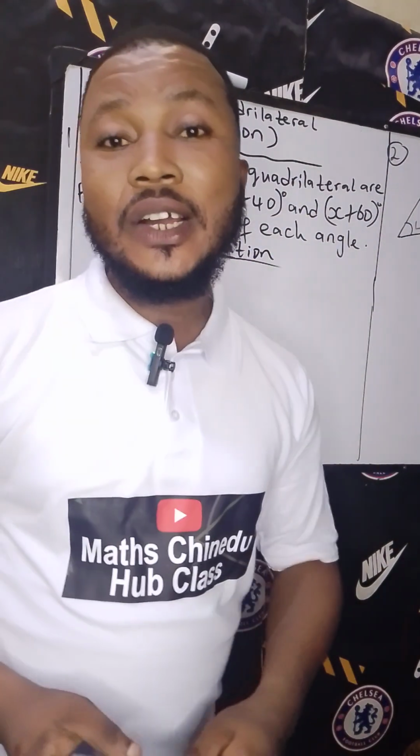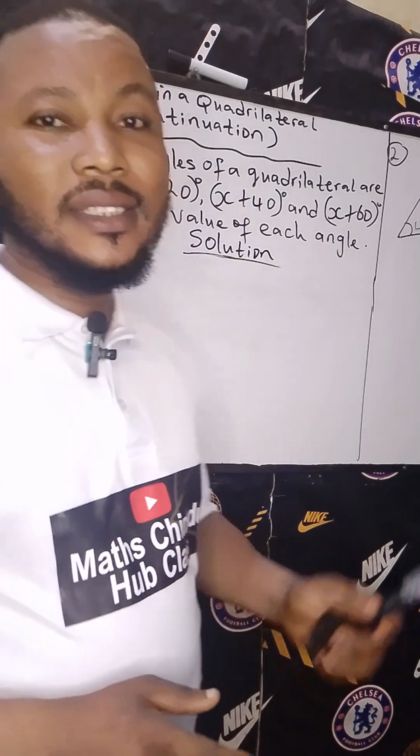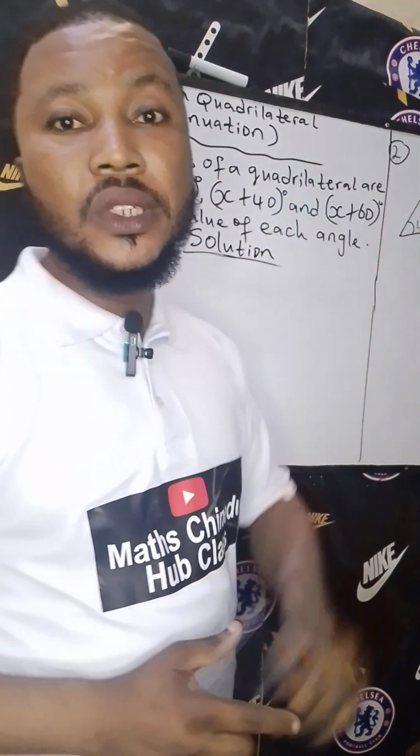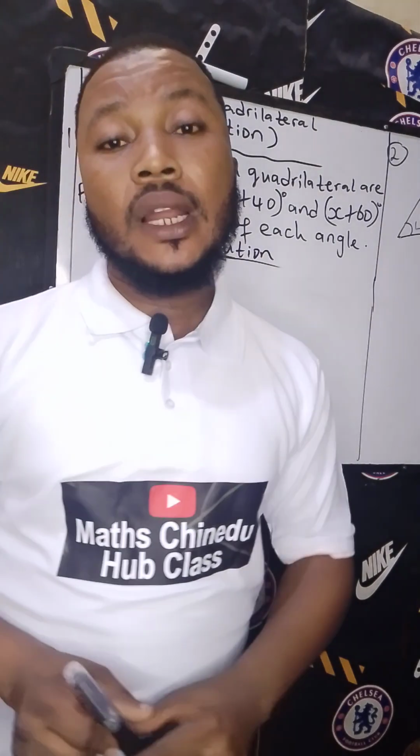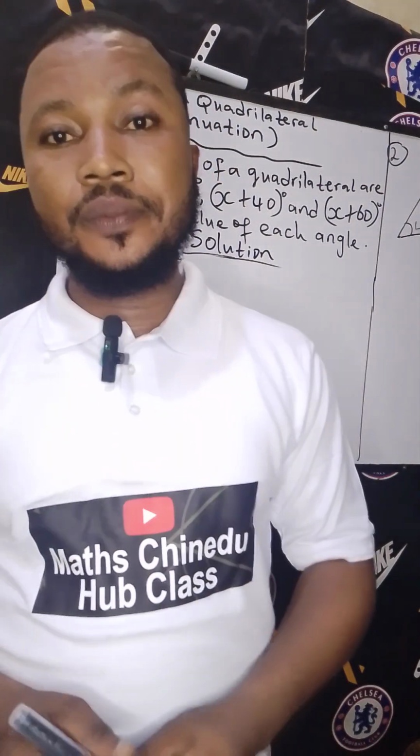Today we'll be looking at angles in a quadrilateral. That is a continuation of where we stopped in our previous class. Okay, and remember I said that a quadrilateral is a four-sided polygon.